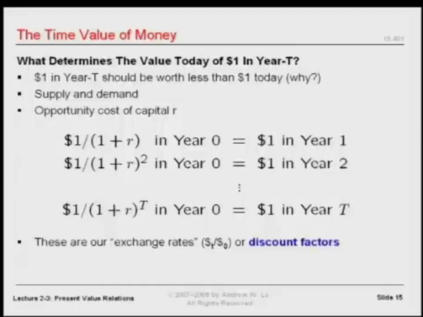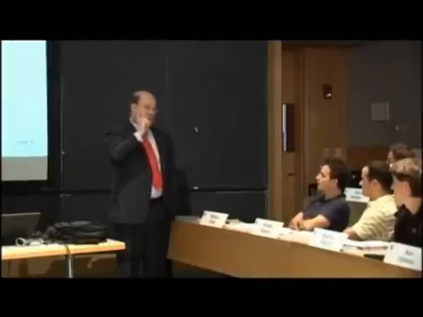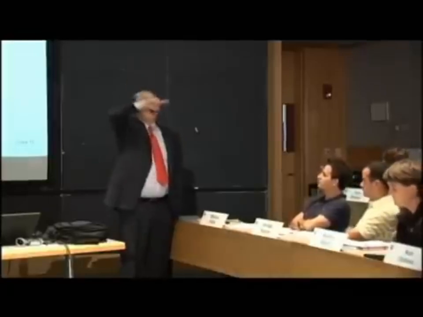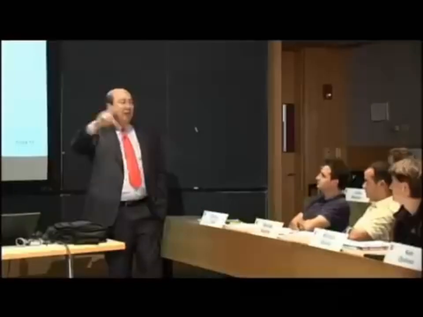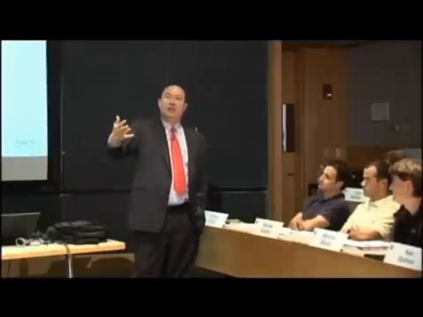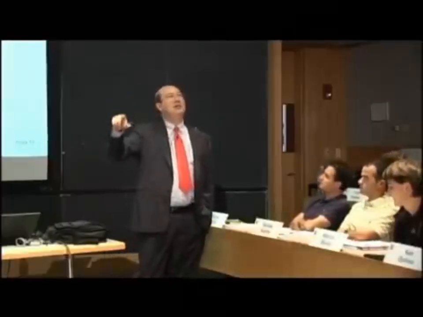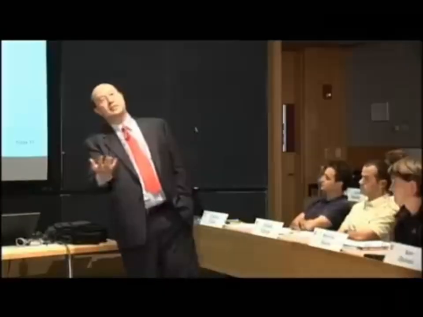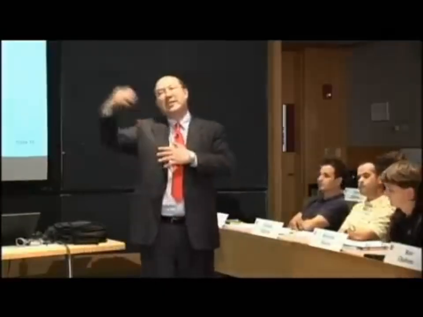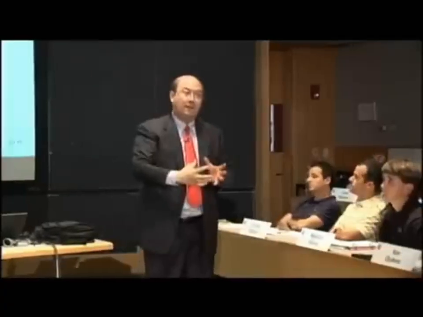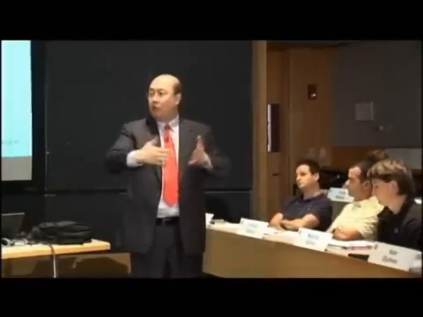So what's the exchange rate? What's that? That's not the exchange rate. What's the exchange rate that allows us to take $1 next year and bring it to $1 today? It's 1 over 1 plus r. 1 over 1 plus r. Remember, r is a number greater than 0. So 1 over 1 plus r is a number less than 1, like 97 cents to the dollar. So the exchange rate between next year's dollar and today's dollar is 1 over 1 plus r.